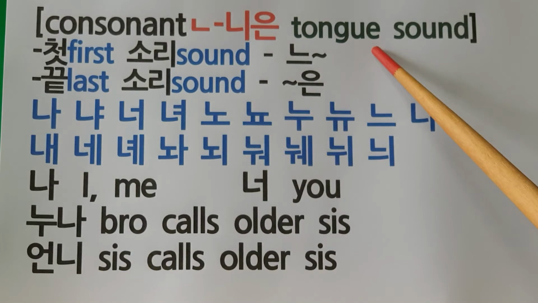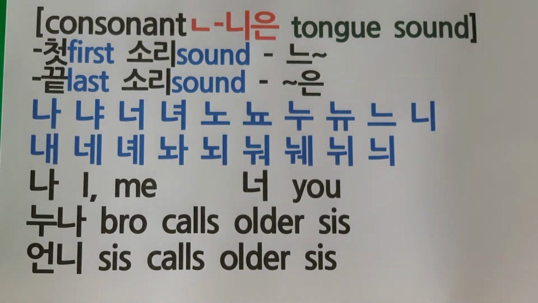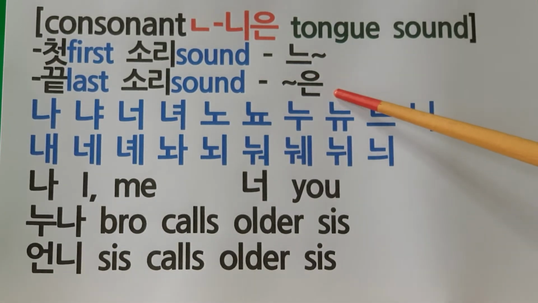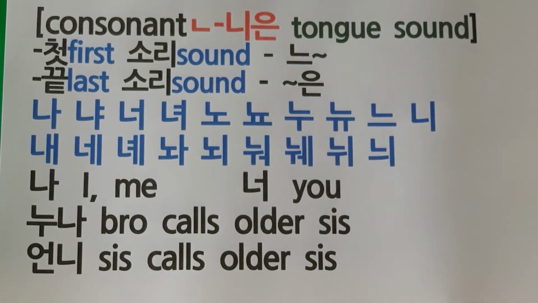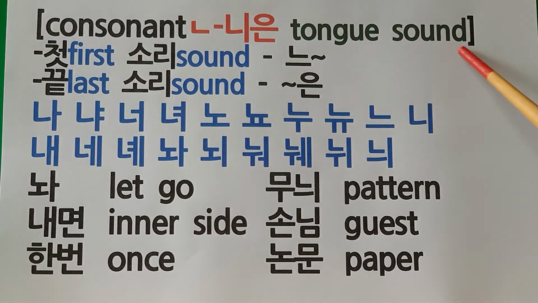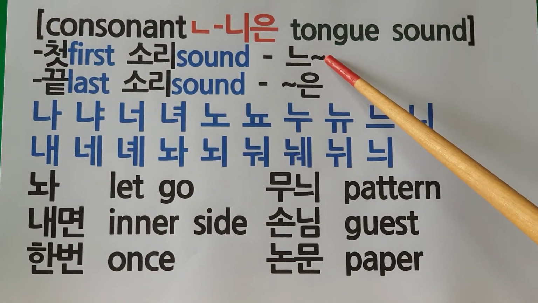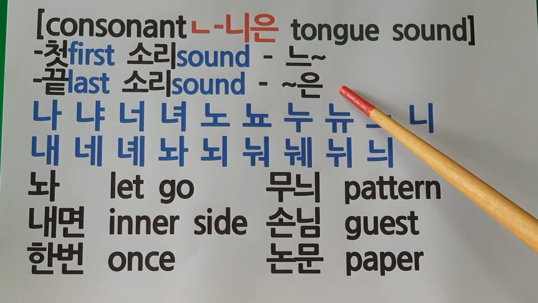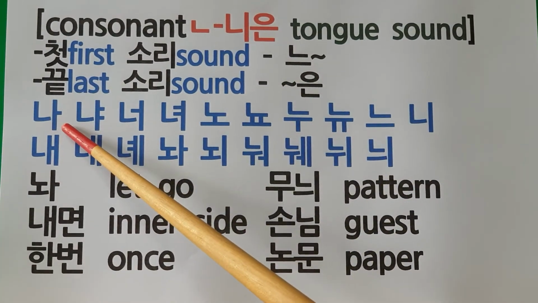N is a tongue sound. Nian is a tongue sound. First sound, n. Use your half of your tongue. Last sound, n. Un. Can you catch? Yes. The next one. What could be? Tongue sound, first sound, n. Last sound, n. Practice again.